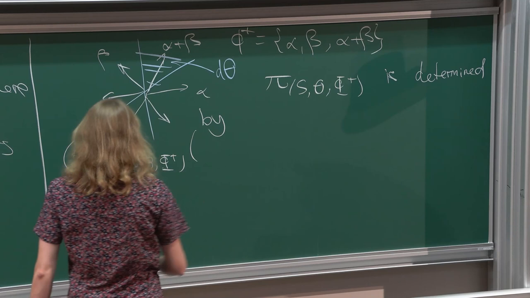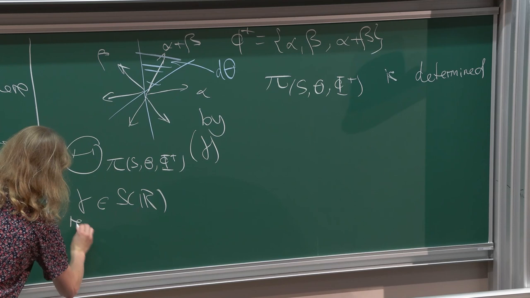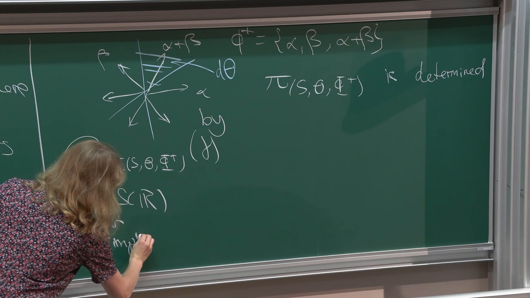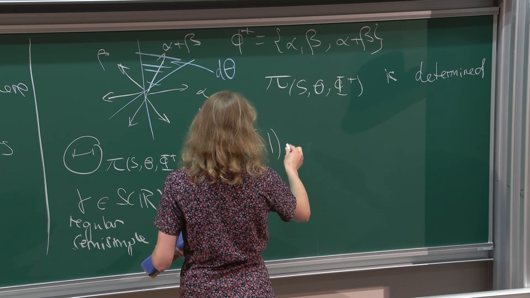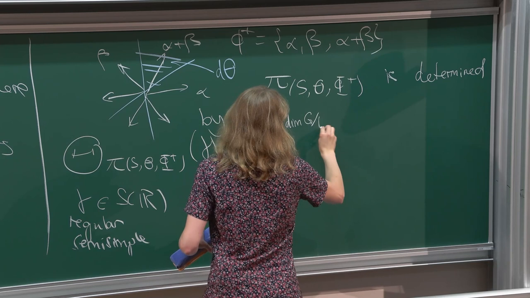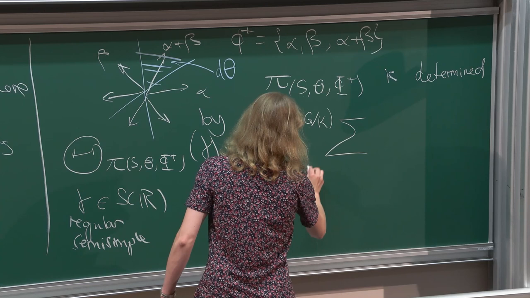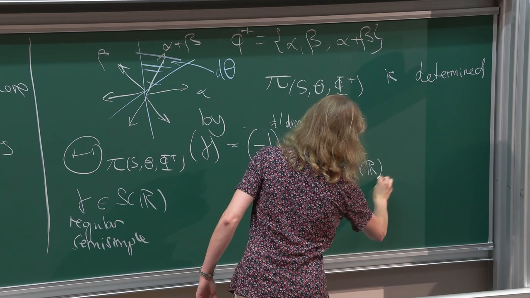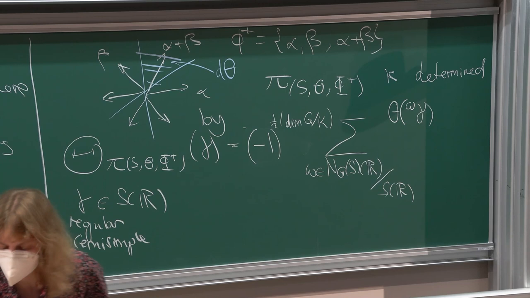And so this is actually given by the following formula that might look familiar to you. For gamma inside the torus, regular semisimple, the formula is, well, I forgot the sign. There's just a sign in front, plus or minus 1, minus 1 to the one half the dimension of G mod K, mod its maximal compact subgroup. And then we sum over, what do we sum over? We sum over all the elements in the normalizer of the torus, mod out by the torus. And what do we sum? We sum over the character evaluated at w gamma, so w gamma w inverse.